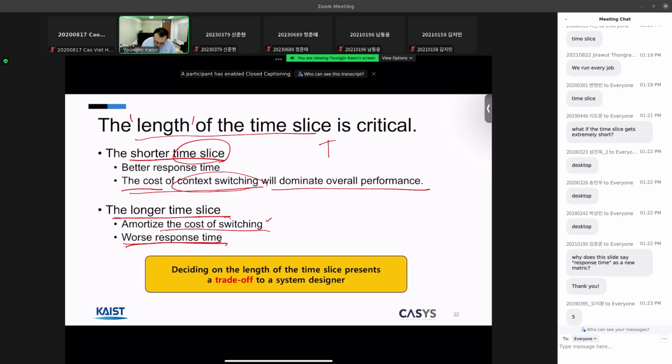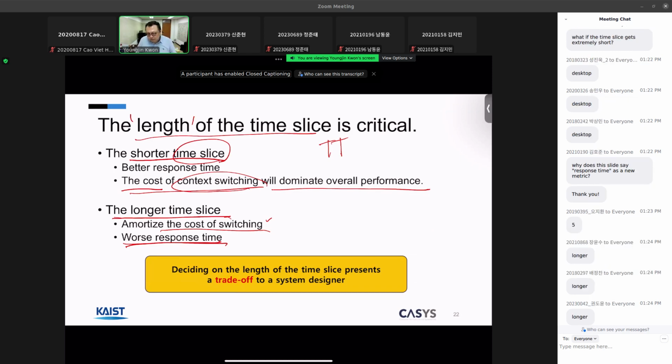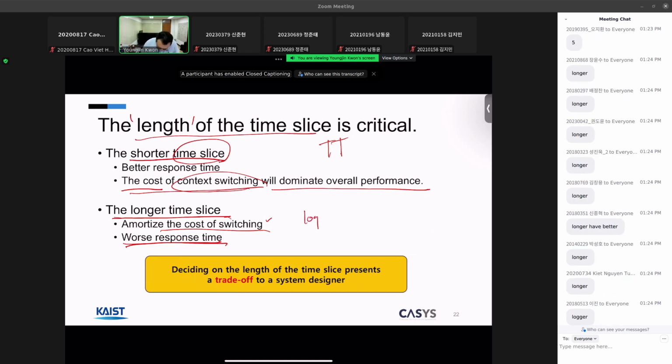How about turnaround time? Which time slice? Does a longer time slice have better turnaround time, or does a shorter time slice have better turnaround time? Which one? Longer has better turnaround time.